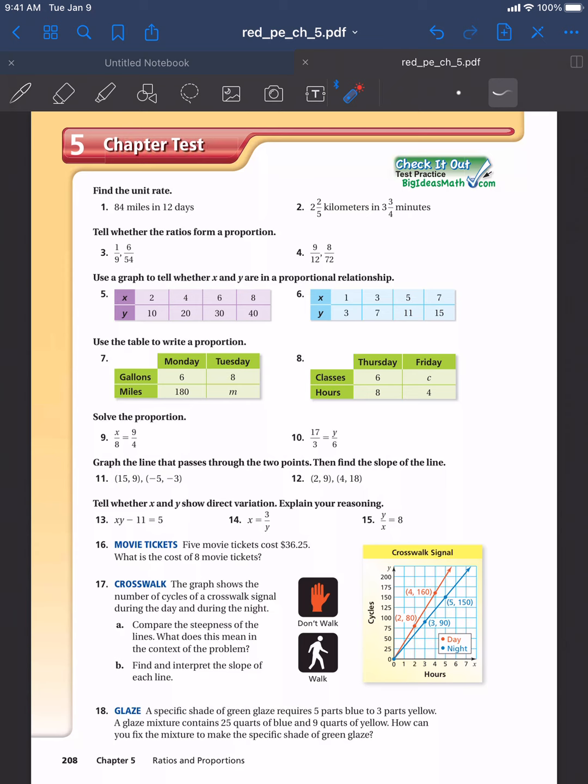Numbers 1 and 2 say to find the unit rate. How do I solve unit rates? You divide straight down, right? So this would be 84 miles per 12 days. 84 divided by 12? 7. Sure. 7 miles per 1 day. Unit rates, you just divide the two numbers, okay?